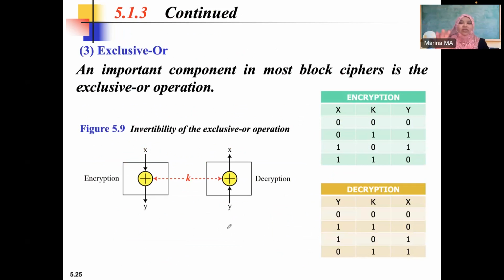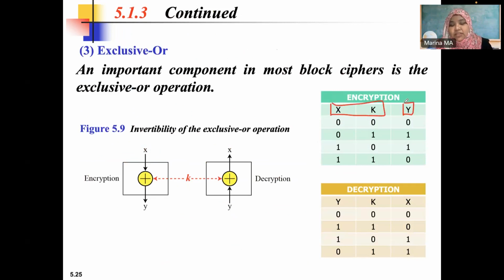The third component is very easy, exclusive OR, XOR. I'm sure you have used this. We use XOR a lot in cryptography and in computer science. So the XOR table is like this. This is the input, this is the output.